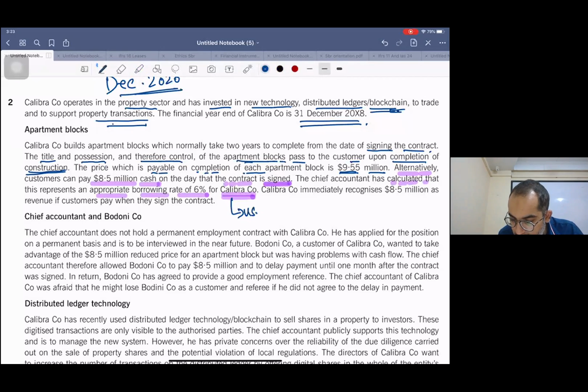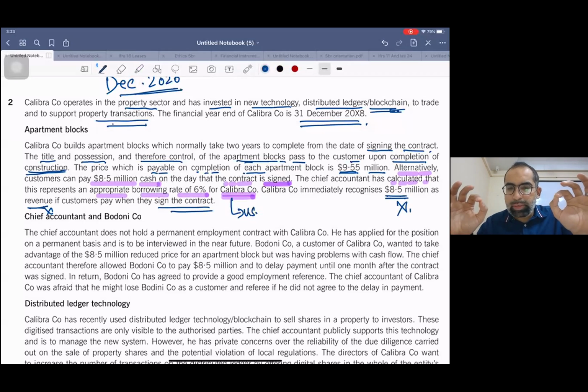If Calibra company immediately recognized 8.5 million as revenue, that is the wrong treatment, if the customer pays when they sign the contract. Now, my dear students, simple two options.